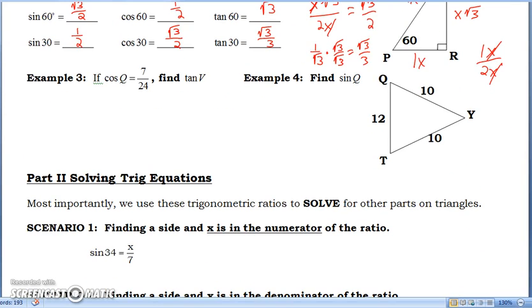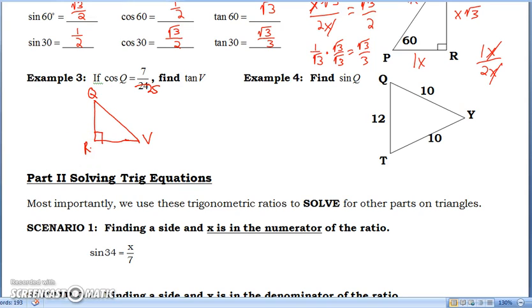Example 3, I want you to change this to 25. So we have a right triangle. Go ahead and draw your picture. We know that one of the angles is Q. We know that the other angle is V. We know that neither of those is going to be the right angle because we don't take trig functions of 90-degree angles, and we're taking the cosine of Q and the tangent of V. So let's just call the other angle R.